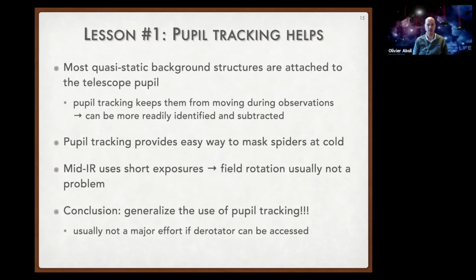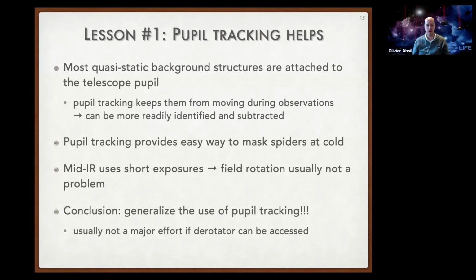The first one is that pupil tracking helps. If you manage to stabilize the pupil, that will allow you to keep a lot of the quasi-static background structure fixed, because a lot of it is attached to the telescope pupil itself. This is something that Bernard already mentioned earlier today. So basically, these features will not move, and you will be able, once again, to try to disentangle between the non-moving and moving features by looking at how the objects move in the field.